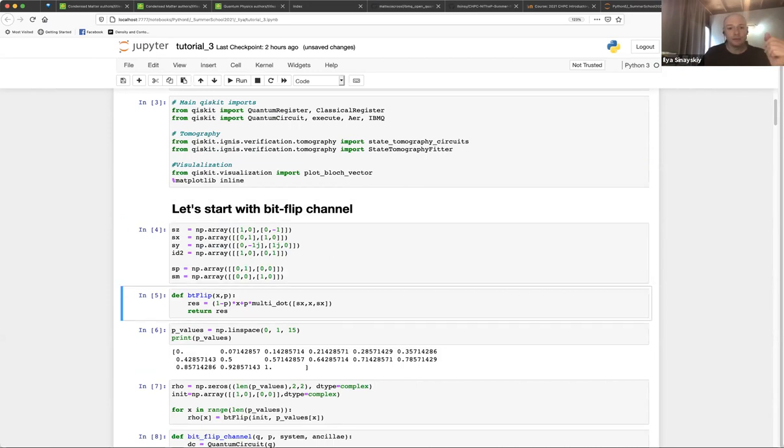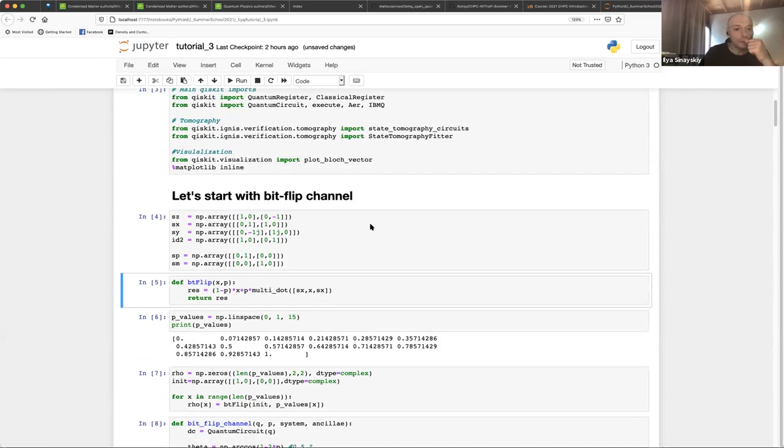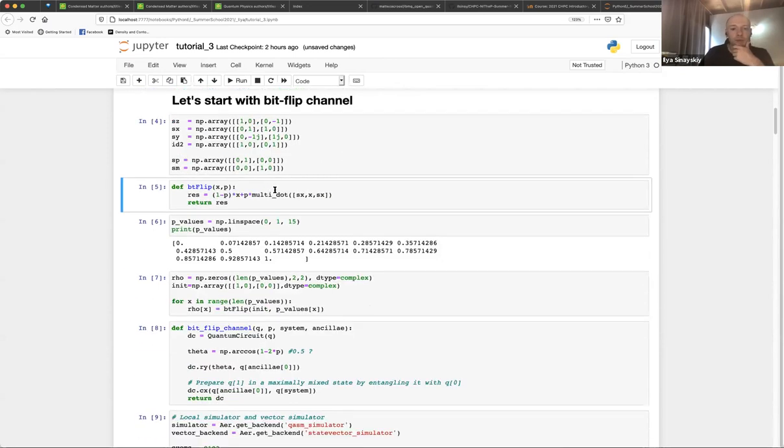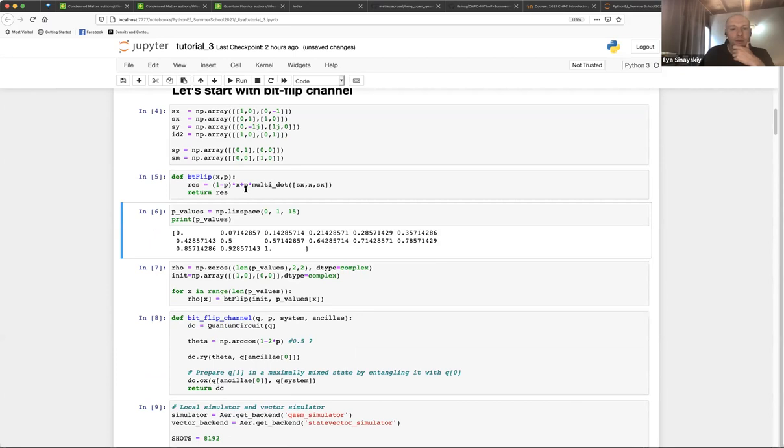Yes, so we do the Pauli gates. We do our bit flip. Probability P is the probability of flip. So with probability P, we do the flip, and with probability 1 minus P, we do nothing.